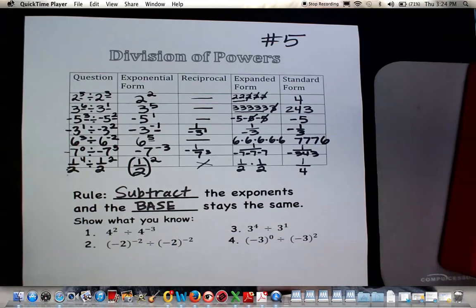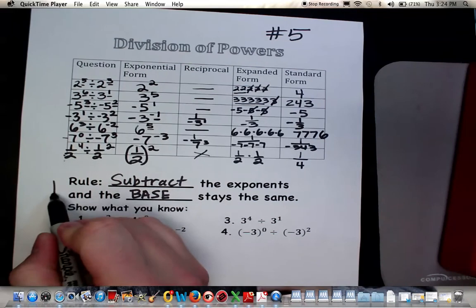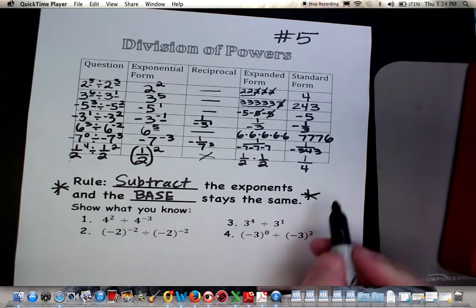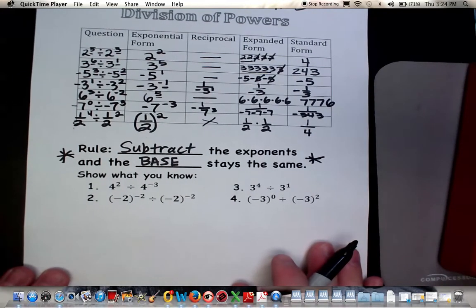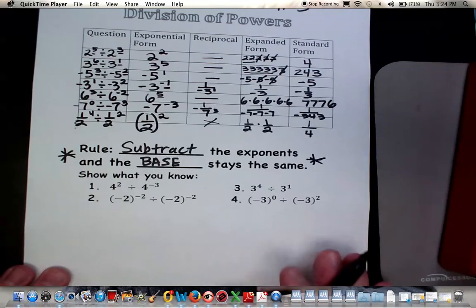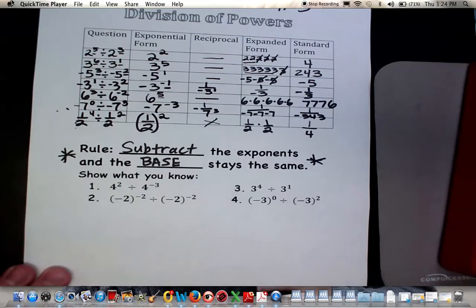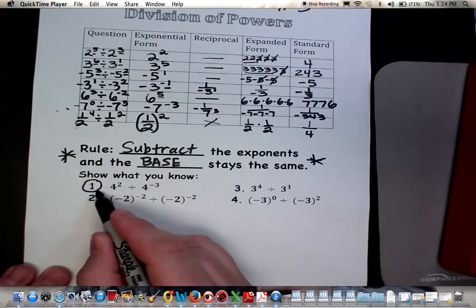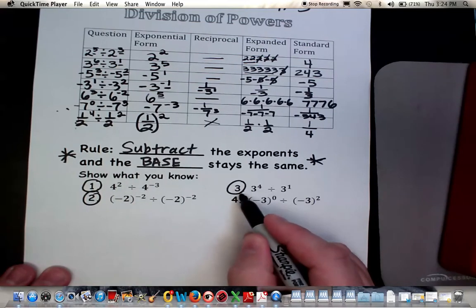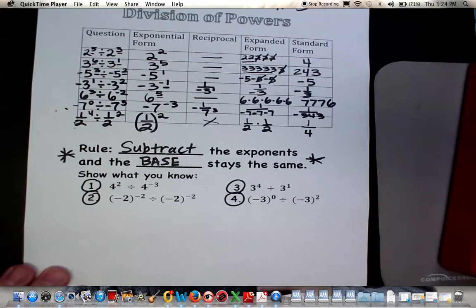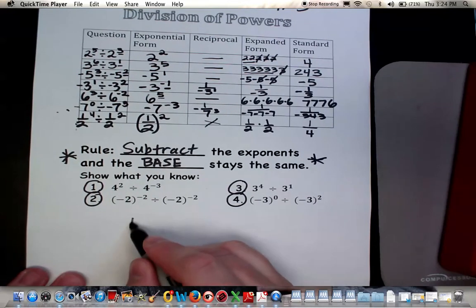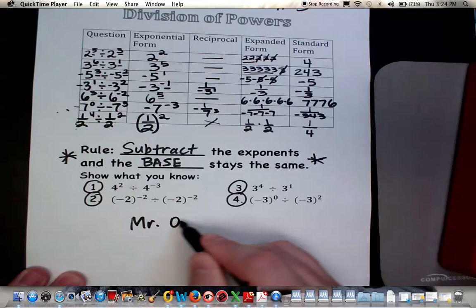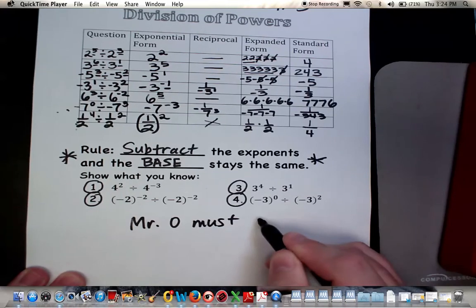Okay? So what I'm going to do is I follow this rule every single time. And what I need for you guys to do now is, using this chart down here, I need you to do numbers 1, 2, 3, and 4. You're going to get your organizer and use those. Have me come and check. Mr. O must check.